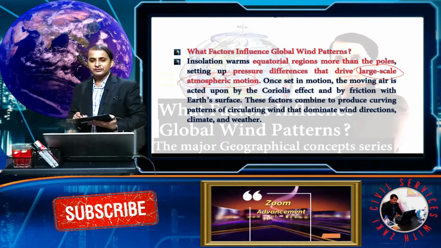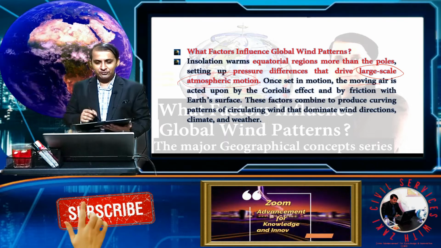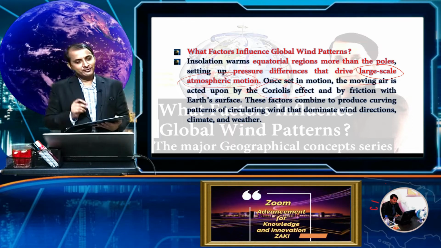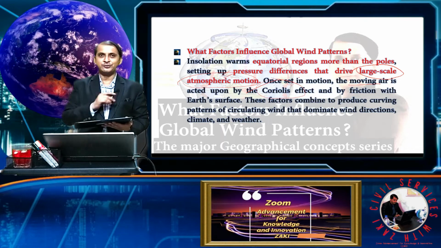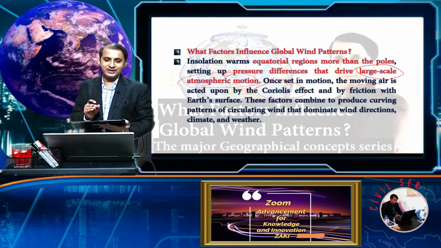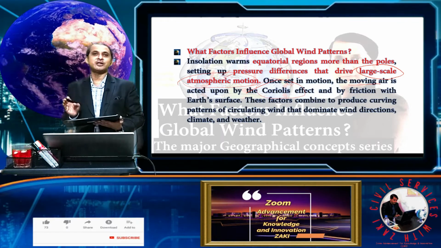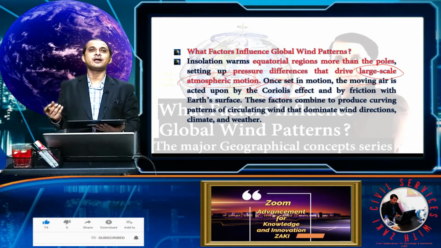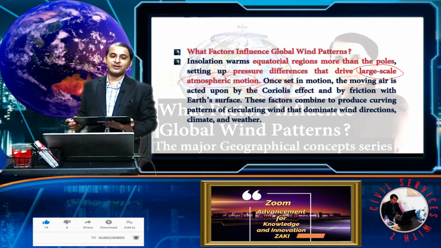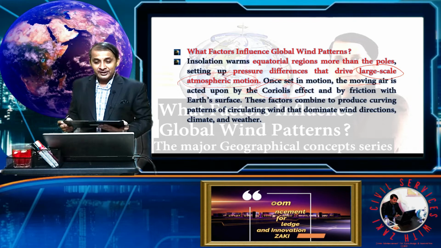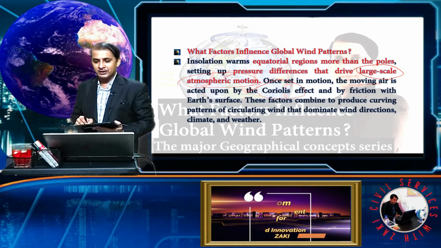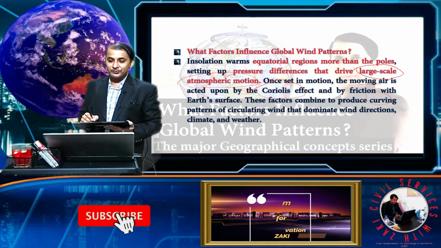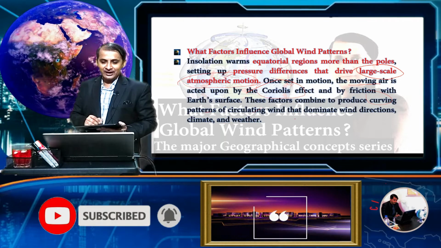When set in motion, the moving air is acted upon by the Coriolis effect, as you know from our previous video, and by the friction with the earth's surface. As you know, earth is not smooth. Some places are great mountains, some places are plains, and some places have various different topographic structures. These factors combined produce a curving pattern of circulating wind, and that dominates wind directions, climate and weather.